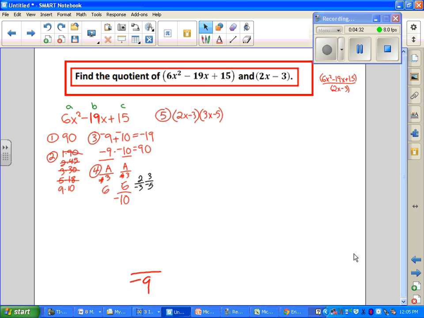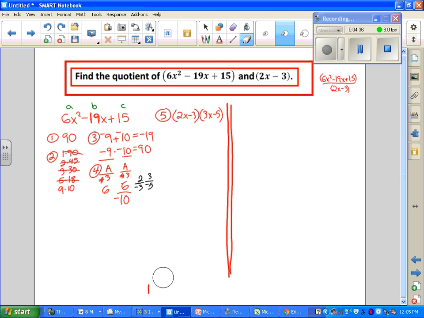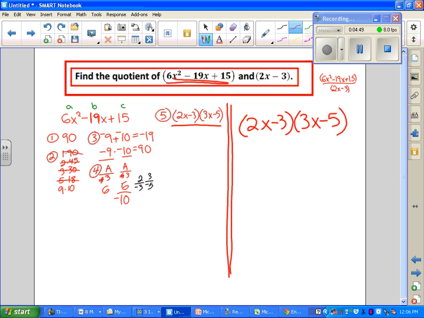The last part is the actual dividing. When I was asked to factor this, my answer was that. So I'm going to take my 2x minus 3 and my 3x minus 5 and divide that by 2x minus 3, because I was asked to find the quotient. That means divide. We talked about that in class.